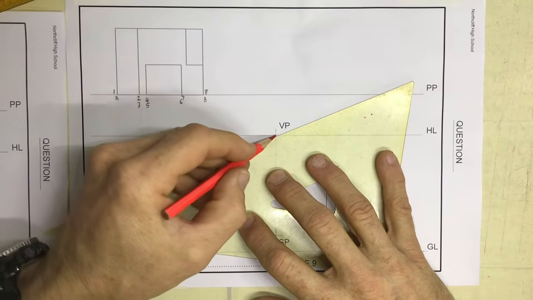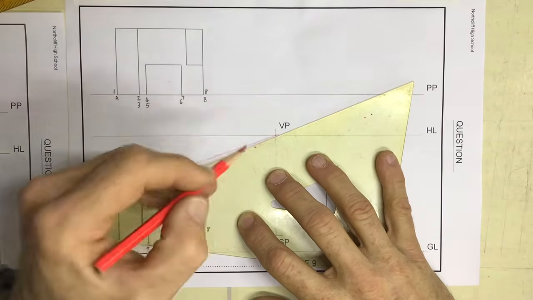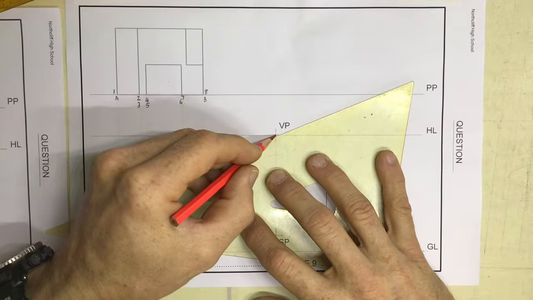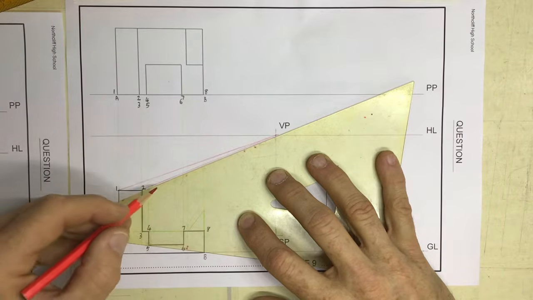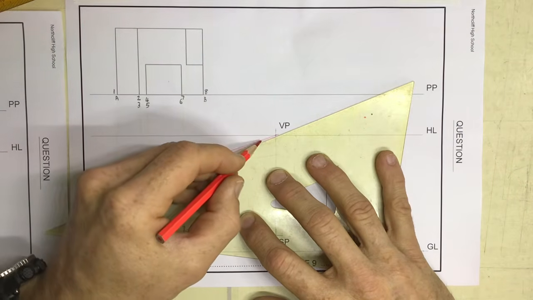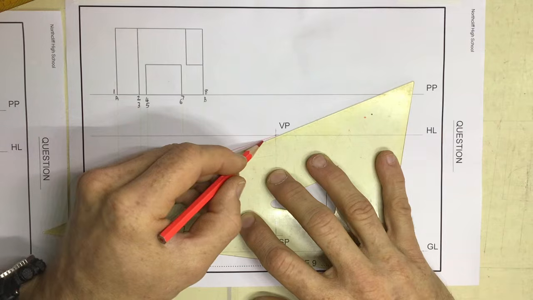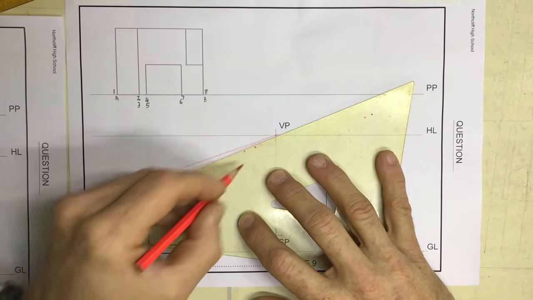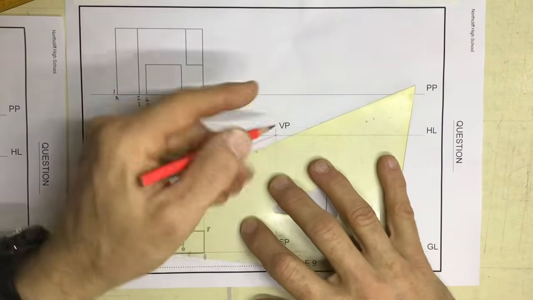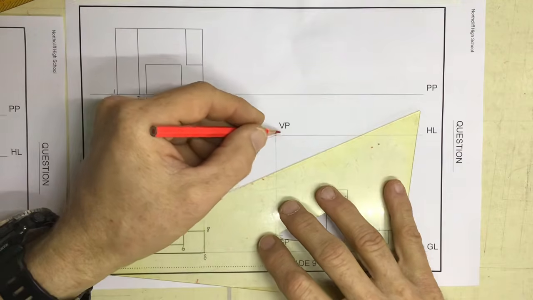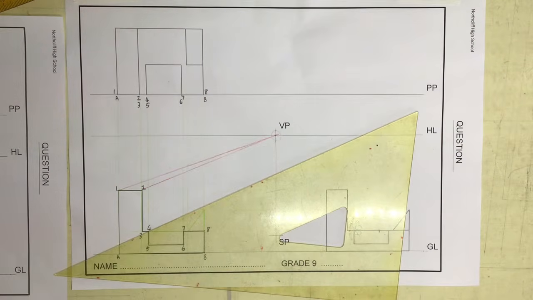Now, you can see that I'm actually going through the vanishing point. My suggestion to you is don't go through the vanishing point. Line it up accurately, draw a line, but stop just short of that vanishing point. The reason being is that if you keep on drawing lines through that vanishing point, the size of the vanishing point is going to get bigger and bigger and bigger, and your accuracy is going to go down.